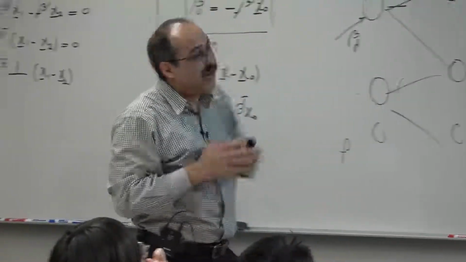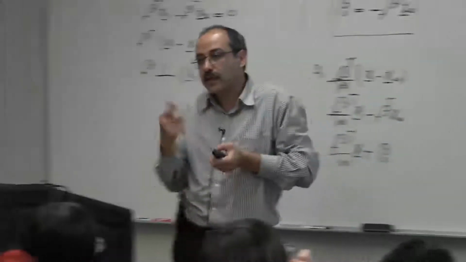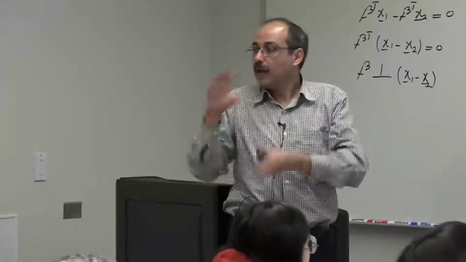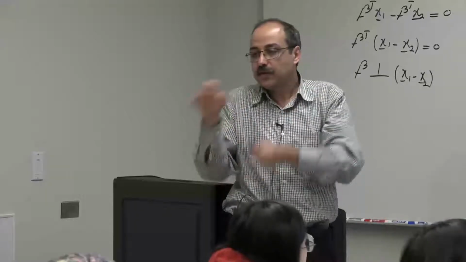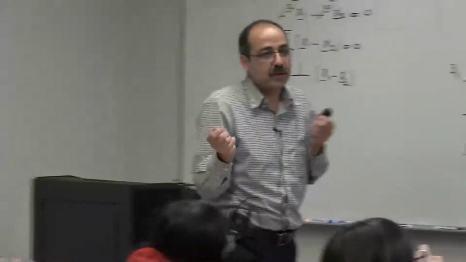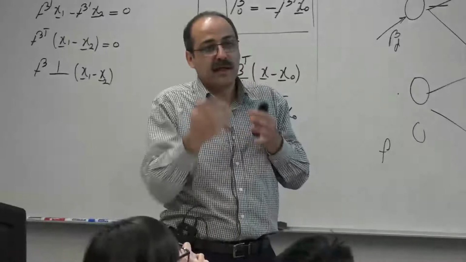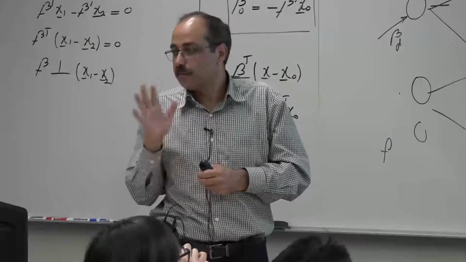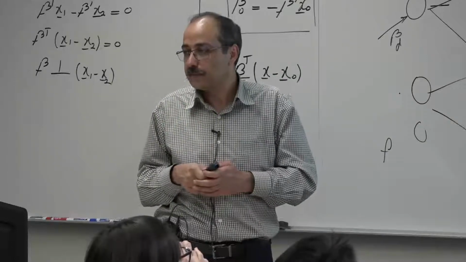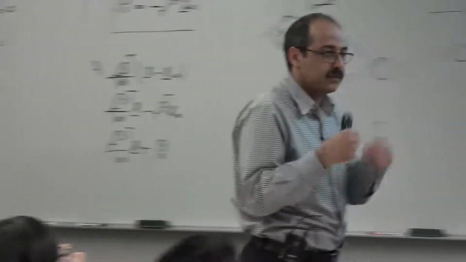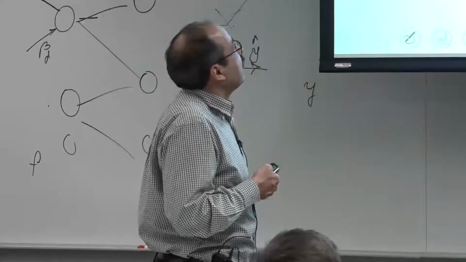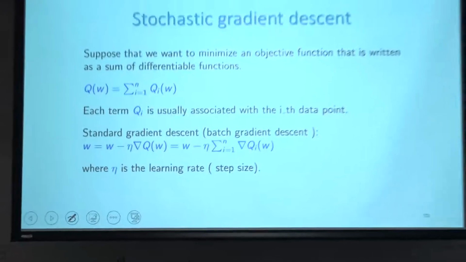And in practice, when you go through many rounds, in each round you shuffle the points. You don't keep the order from 1 to n. In the next round, you shuffle the points to avoid local minima, to avoid oscillating between some weights. Okay, that was backpropagation and gradient descent.